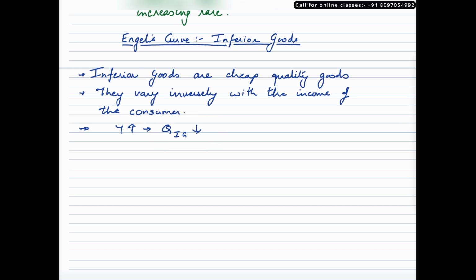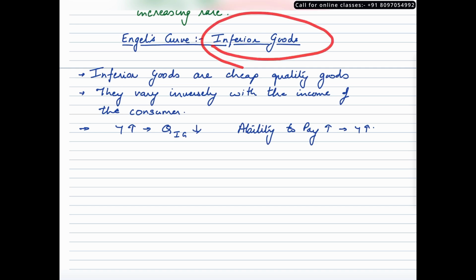The simple reason for this is now the consumer is becoming better off. His ability to pay increases when income increases, and hence this consumer would now want to cut down on his consumption of inferior goods and move towards more superior or luxurious commodities.